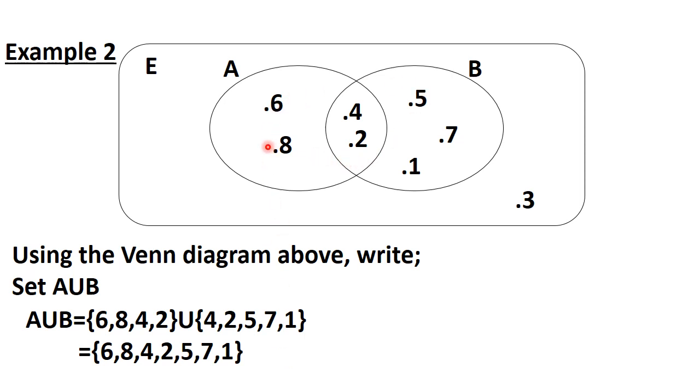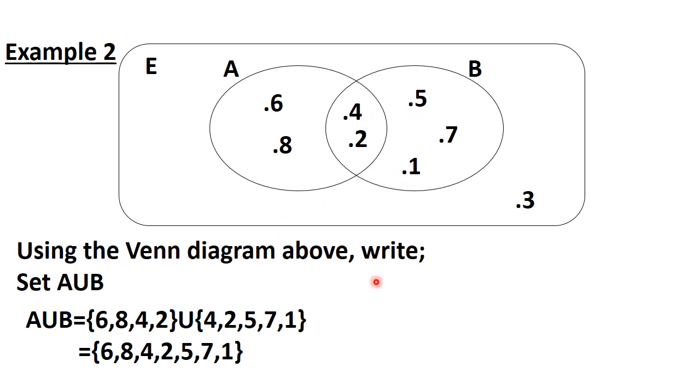The other way I used to do, if I don't feel I have time for shading, I could just look here. Union is 6, 8, 2, 4, 5, 7, 1. So that's how to deal with union.